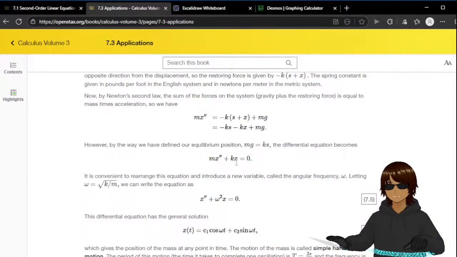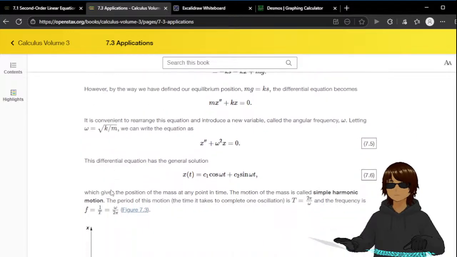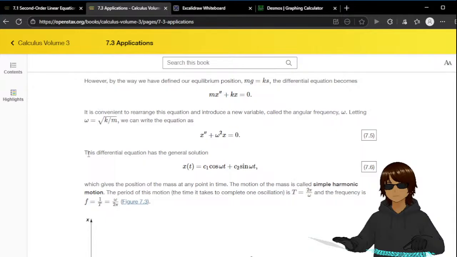If I divide both sides by m, I get acceleration plus k over m, x is equal to 0. K over m, I can define that as omega. But over here, they define omega as root k over m. This differential equation has the general solution.